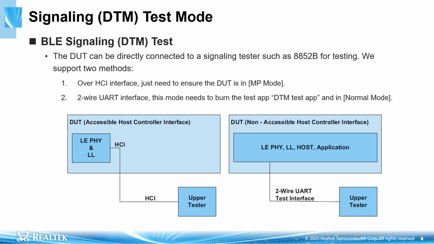This page introduces BLE signaling test and direct test mode. Signaling test does not require using the RF test tool, but only requires direct connection to a signaling tester, such as the Anritsu 8852B, for testing. We support two methods. 1. Over the HCI interface, just ensure the DUT is in MP mode. 2. Two-wire UART interface, this mode needs to burn the test app and work in normal mode.